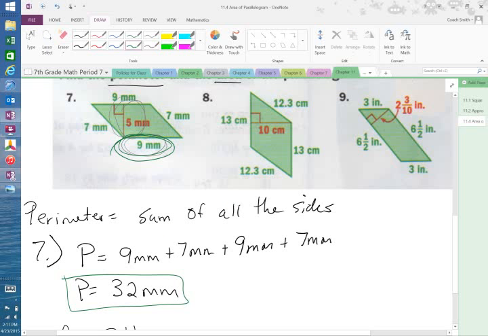Okay, so I want you to do number 8 on your own. Do the perimeter and the area.